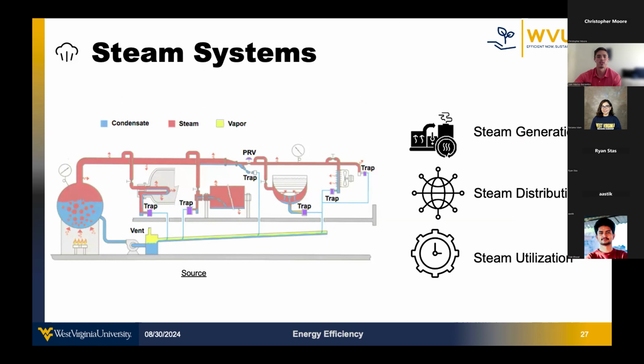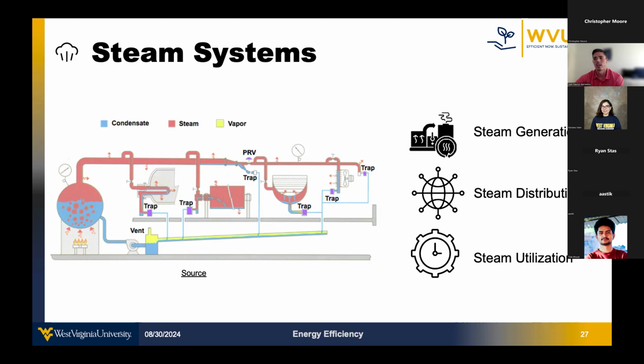The next industrial system is steam. Steam is significantly used in industrial systems. It's essentially water vapor produced when water is heated to its boiling point, and it's one of the most effective ways to transfer energy in industrial settings. This is why steam is a core component in a wide range of industrial processes, from power generation to food processing and chemical manufacturing.